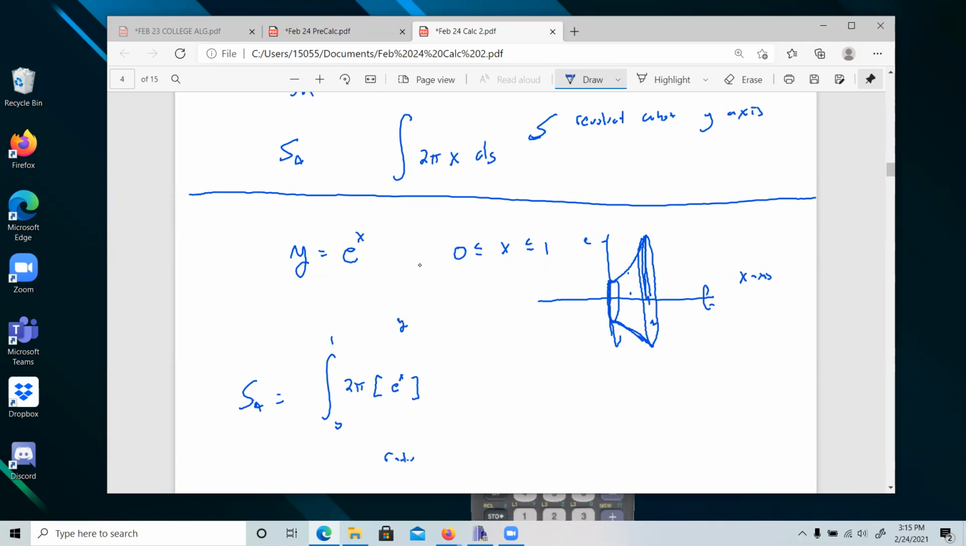My radius times the surface area, right? This is times L, right? This is times L for the surface area. That's the square root of 1 plus... Take that derivative.